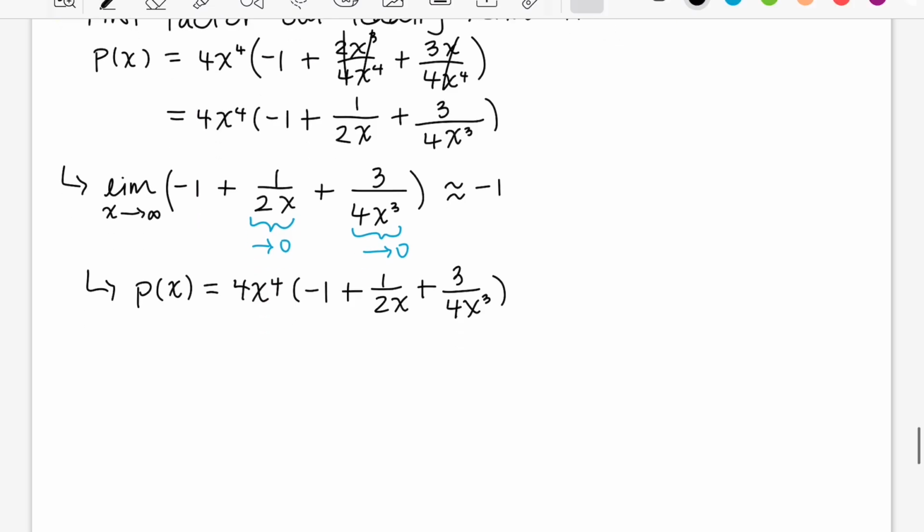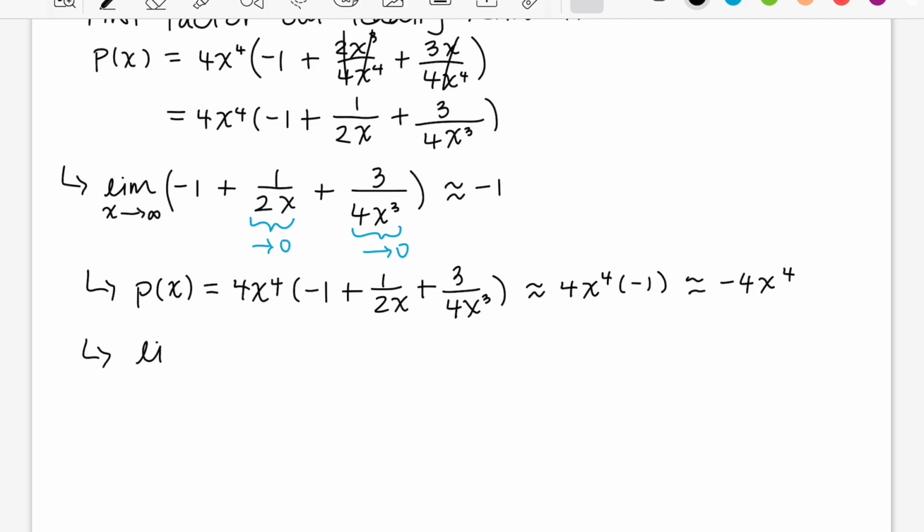All right, so this will get closer and closer to 4x to the power 4 times, and sorry, this is negative 1 because we got negative 1 up here. So this is getting closer and closer to negative 4x to the power 4.